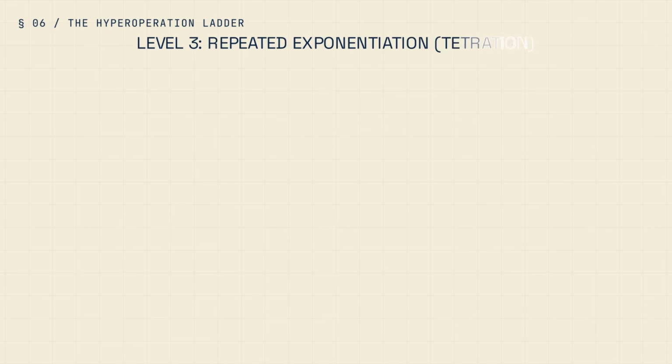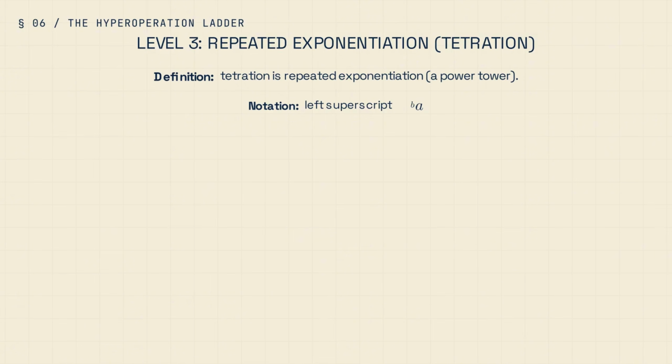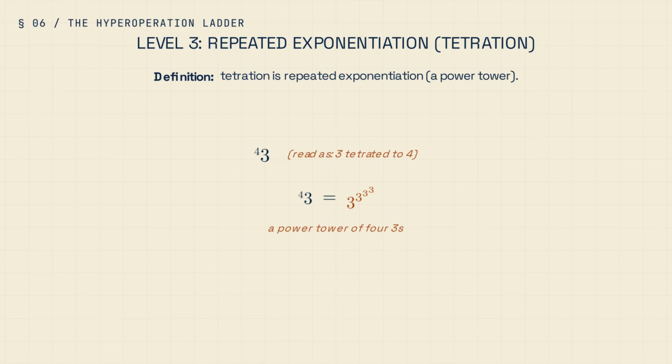Repeated exponentiation is called tetration. Tetration is a power tower, exponents stacked on exponents. Write it with a left superscript 4 before the 3. You can see the 4 is on the left side instead of the right side, which is 3 tetrated to 4, a tower of 4 threes. That is 3 to the 3 to the 3 to the 3.